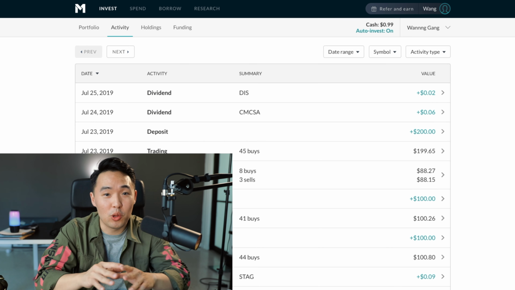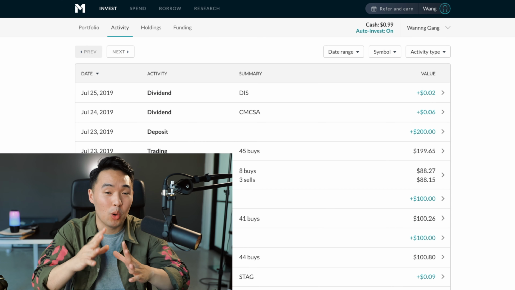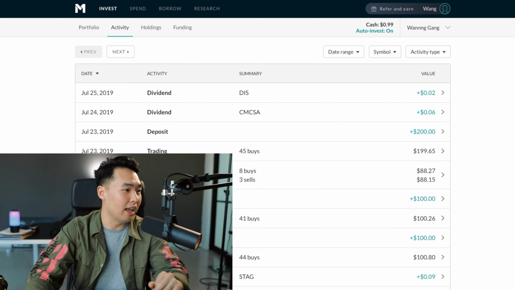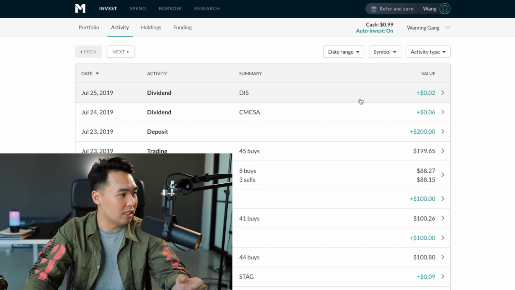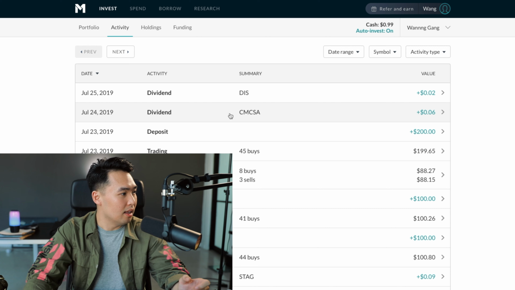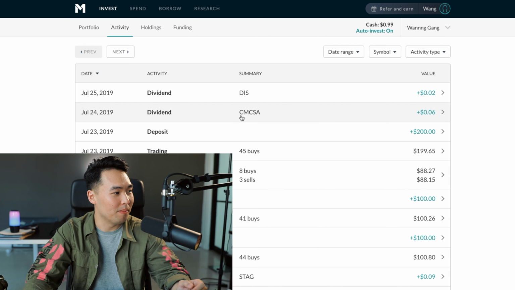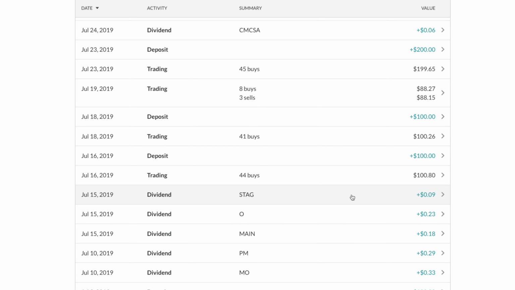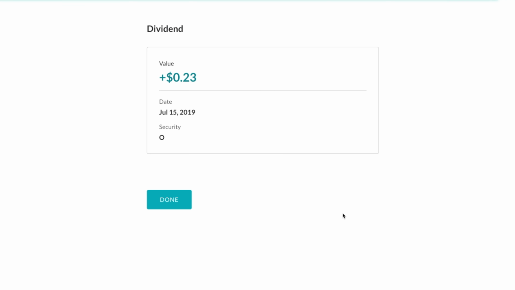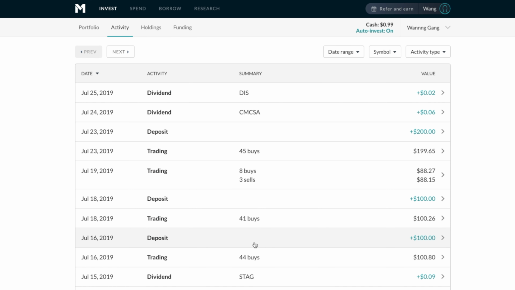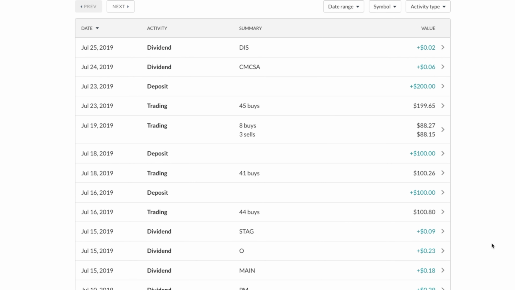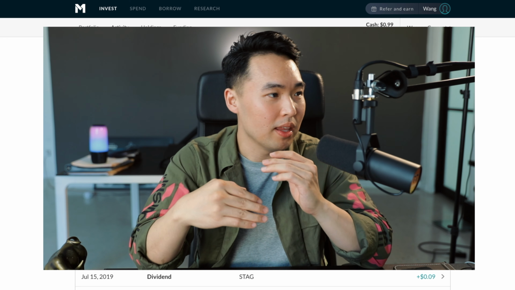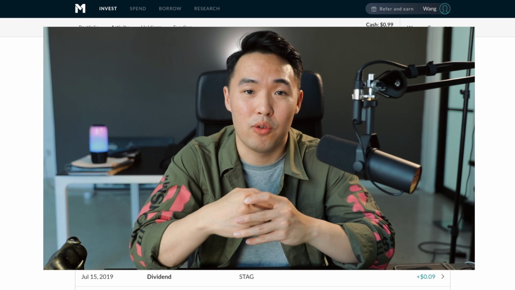So when it comes to my portfolio, I'm getting dividends all the time, even though my portfolio is very small. That's why I love M1 Finance. Today I got a dividend from Disney. Yesterday I got a dividend from Comcast, 6 cents. Going down here, I got a dividend from STAG, 9 cents. Dividend from Realty Income, 23 cents. This is one of my bigger positions, so that's why I'm getting a lot more in dividends. So over time, I'm generating income, and all of this will just be reinvested so my portfolio can just keep on growing.